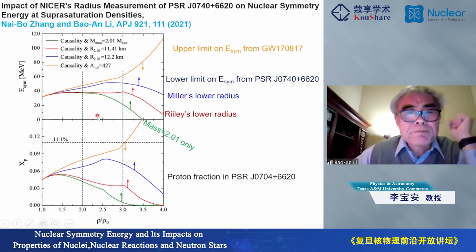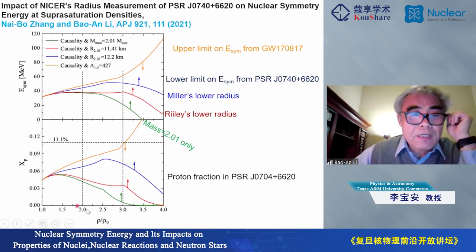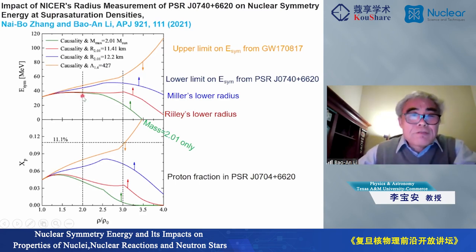But you see that, despite this uncertainty due to the systematic error, the symmetry energy around 2 times normal density, okay, is relatively independent of this uncertainty. We have the upper limit here, lower limit here. Okay, that itself is very useful.